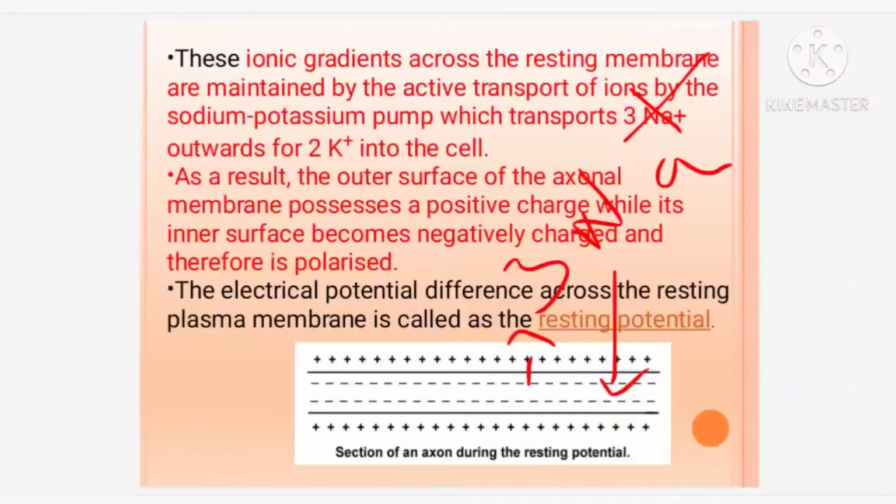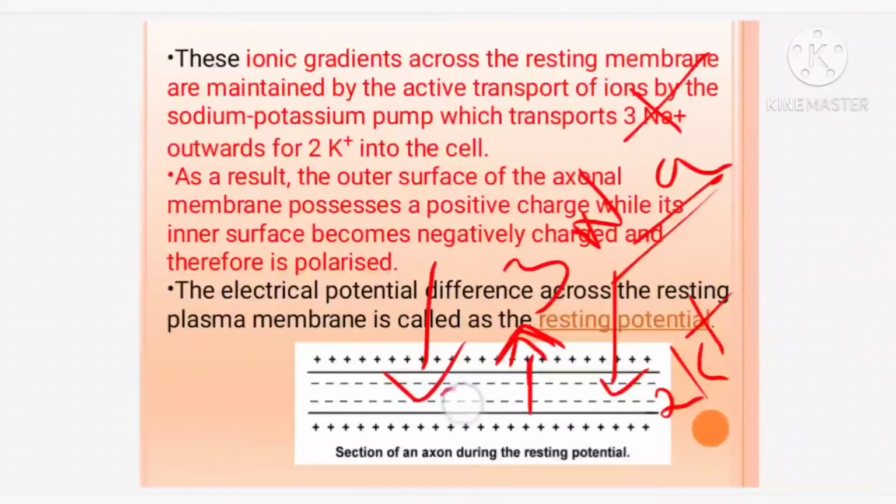Pumping means that since the membrane is impermeable, some mechanism is actively transporting the sodium outside, and the sodium cannot get in. I told you it is impermeable, isn't it? So 3 sodium ions are pumped out for 2 potassium ions. How much potassium is getting in? Only 2 potassium is getting in. How much sodium is pumped out? 3 sodium is pumped out. So imagine 3 sodium pumped out for 2 potassium getting in.